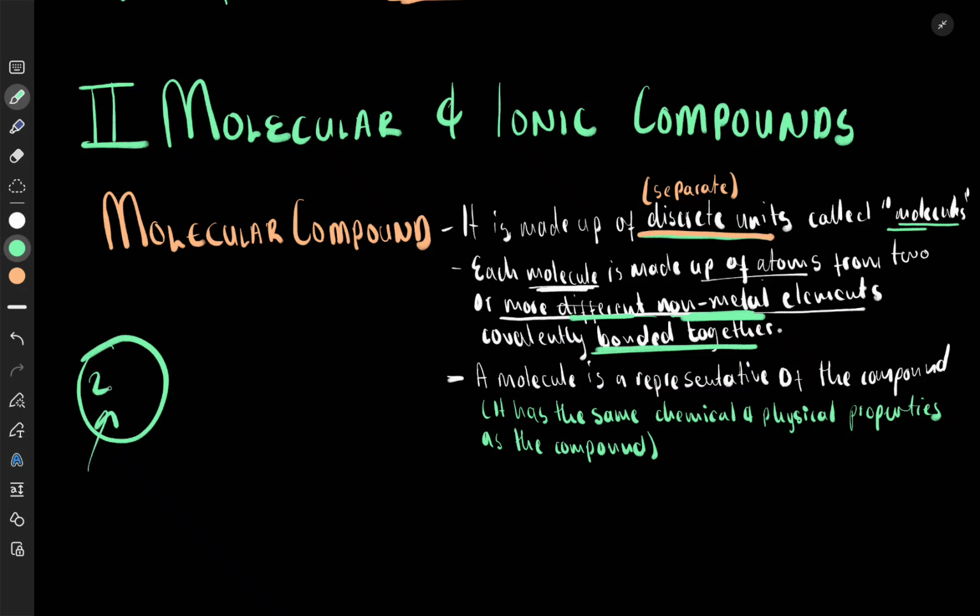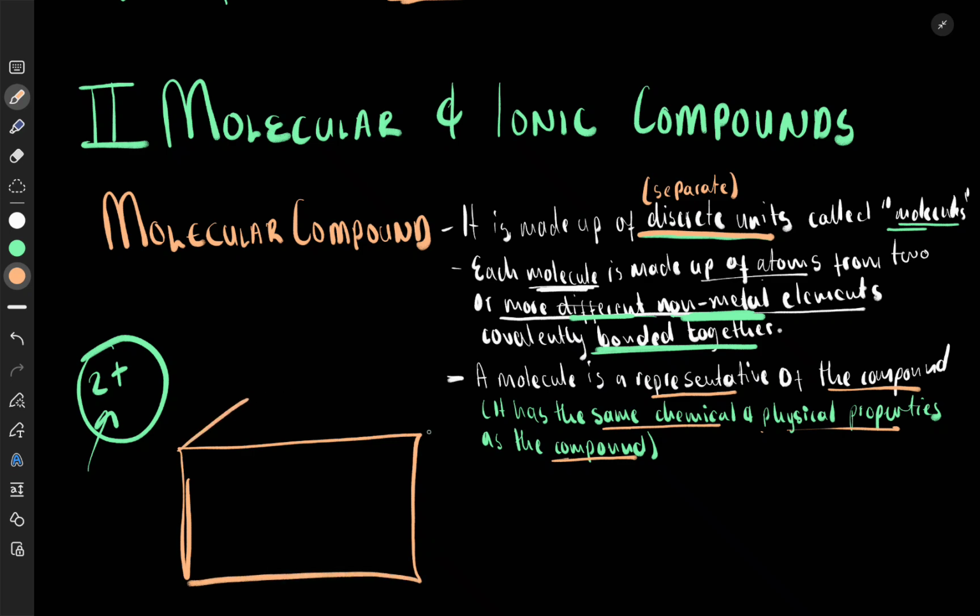Inside it, you have 2 or more atoms that are covalently bonded together, and that is what we will call a molecule. Now, a molecule is a representation of the compound. Do you know why? Because your molecule will have the same chemical and physical properties as the compound. So if you have a whole dish or box of something, maybe water or whatever, if you go into it and take one molecule of that substance which is inside, it will have the same properties as this whole dish full of whatever you have.